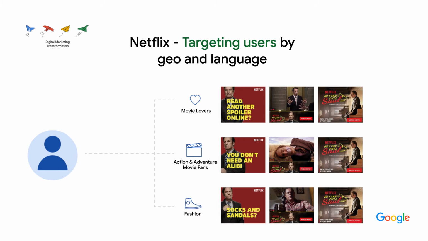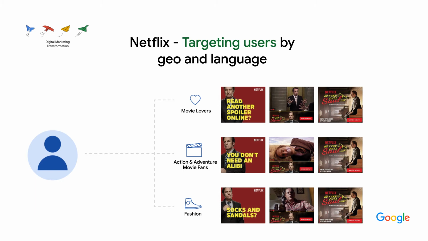So targeting users by geo and language. What they'll do is they'll select their audiences: movie lovers, action adventure movie fans, and fashion forward people. And then from there, they'll create one banner asset and they'll just change out a few things. What you'll notice in the movie lovers one, they'll change out the text to speak to movie lovers and one visual in the middle, and then show the call to action final frame.